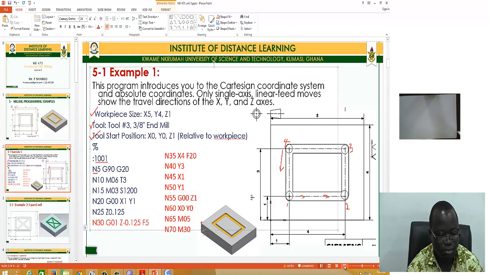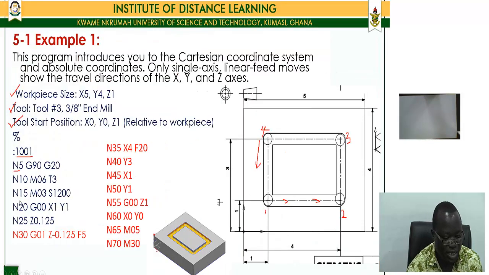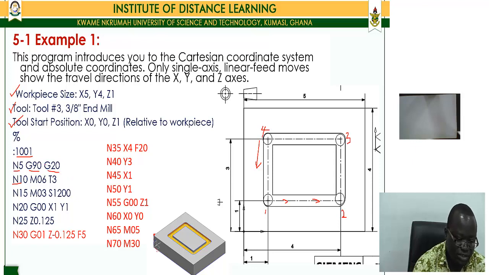Okay, so this is it. So this is line number 5, this is line number 10, which is the next line. So the first line, we need to show whether we are programming in absolute coordinates, and whether we are programming in inches, that is the unit, or in metric. So G90 means we are programming absolute coordinates, and then we are programming in inches.